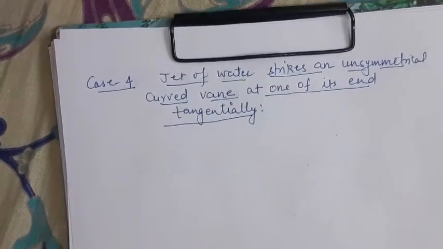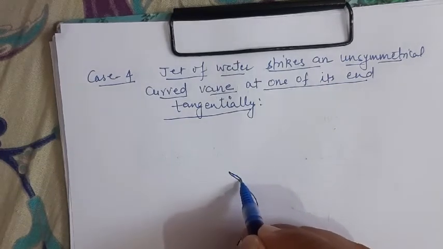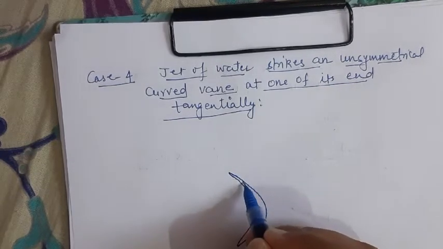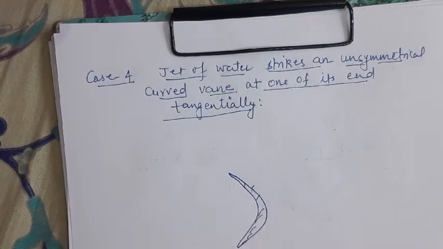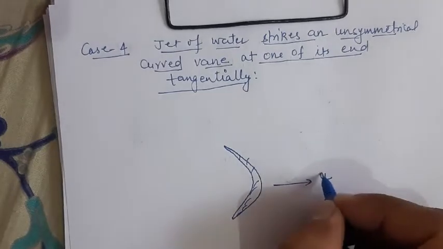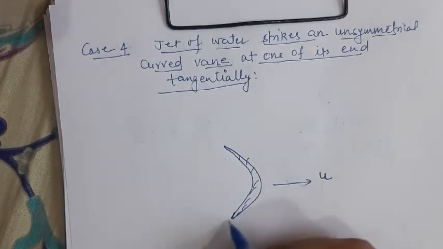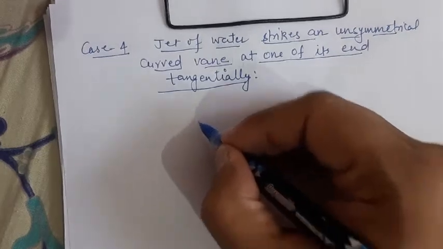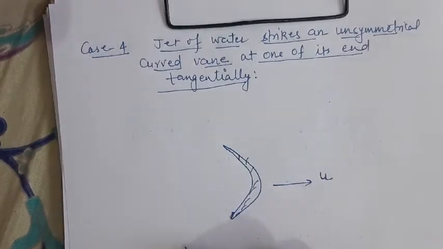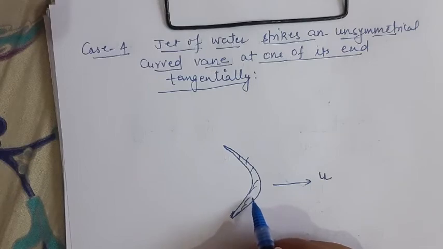Let us take care of this case. Let me draw a vane. This is the vane. Please observe carefully. The vane is moving with velocity u in the positive x direction again. Now the jet is entering the vane tangentially at one of its ends and leaves at another end. The jet is issuing out of the nozzle with absolute velocity v, but the jet will strike the vane with some relative velocity vr.